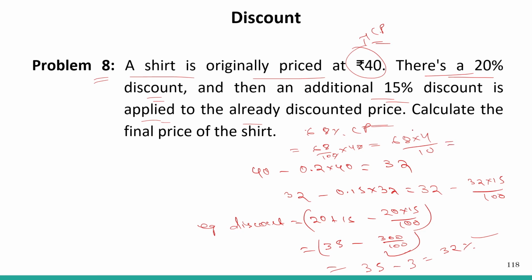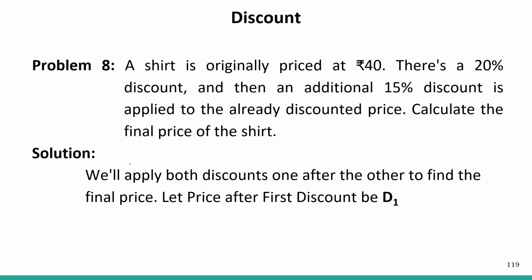68 into 4, right? So 8 into 4 is equal to 32. 6 into 4 is equal to 24. So 272 by 10 is equal to 27.2 rupees. Okay. So this will be the final price of that shirt. So let's see a step-by-step solution. We'll apply both the discounts one after the other to find the final price.